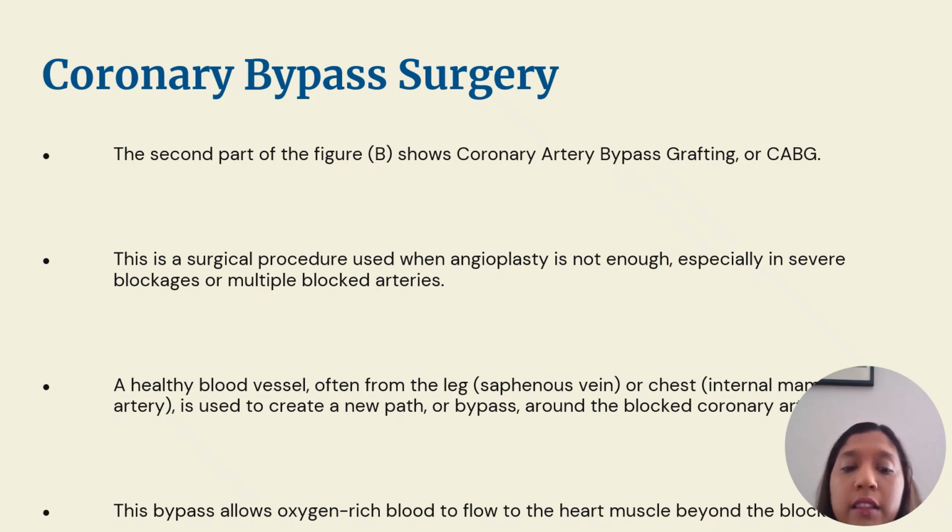A healthy blood vessel from the legs, saphenous vein, or chest, internal mammary artery, is used to create a new path, or bypass, around the blocked coronary artery. This bypass allows oxygen-rich blood to flow to the heart muscle beyond the blockage.